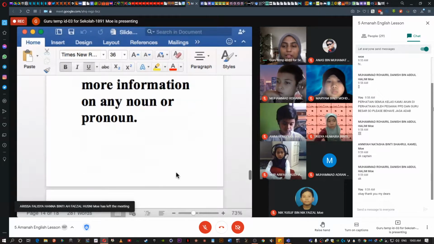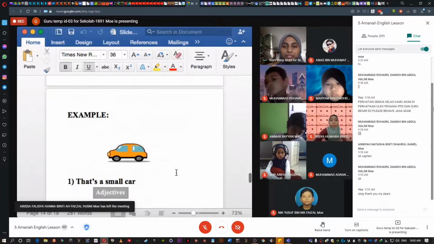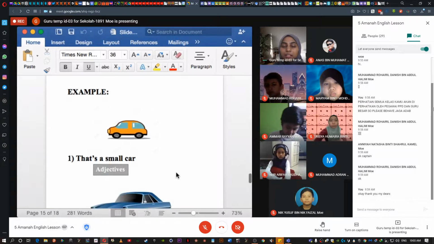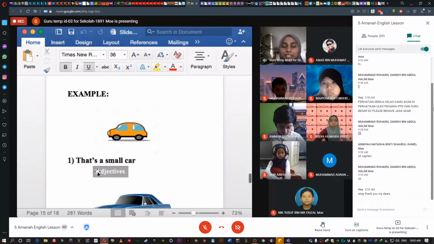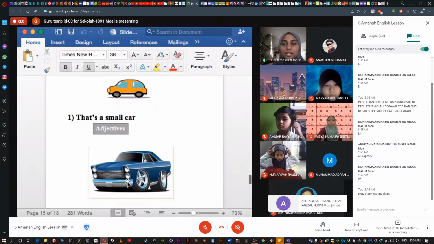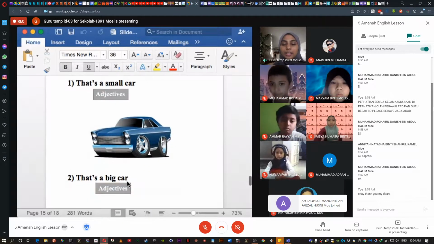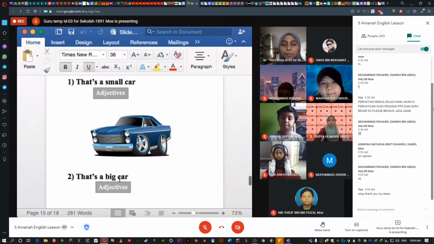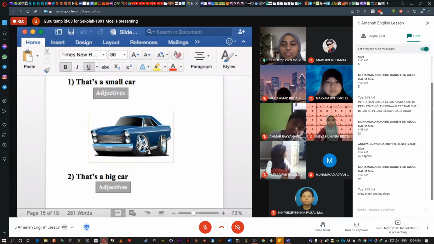Okay. For example, as you can see, the first one, that's a small car. So, as you can see from the picture, the car is small, right? So, the adjective word here is small. For the second example, that's a big car. As you can see, this car is so big, right?